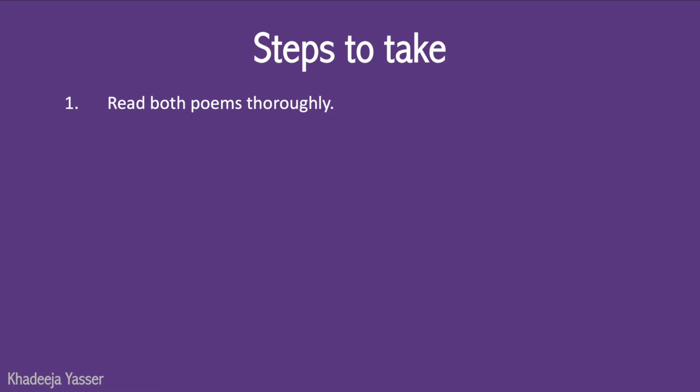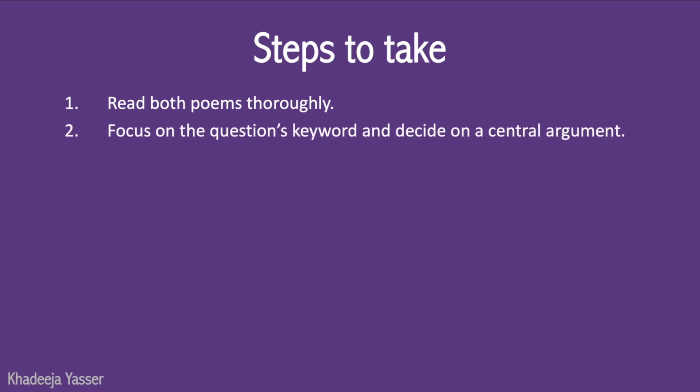Once you've read them thoroughly, you have to read the question properly and focus on the question's keyword and decide on a central argument. Okay, so let's break this down. The first thing you have to do is focus on the question's keyword. Each question always has this particular keyword in it. So for example, if the question says compare La Belle Dame Sans Merci to another poem like Poem at 39 based on relationships. So the keyword here is relationships.